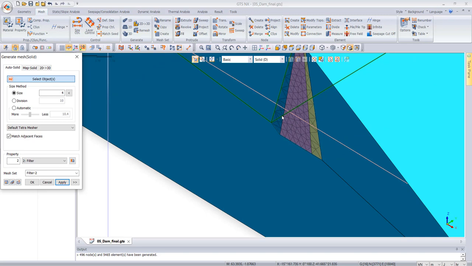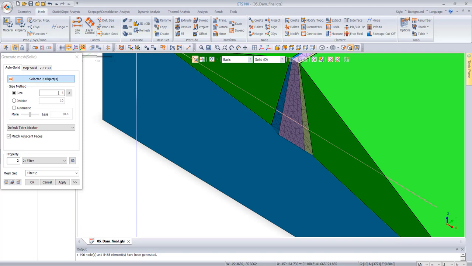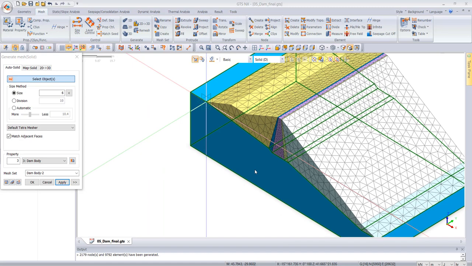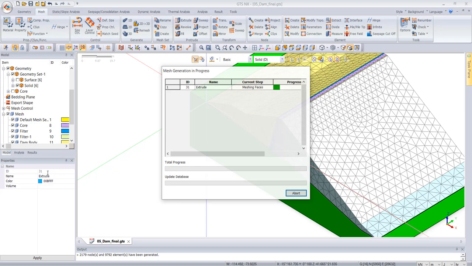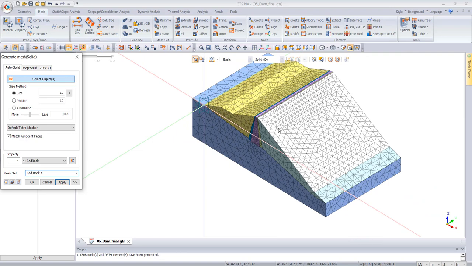We can see here he just attached all the bodies to each other, and for the body we make it 3 meters and we call it dam body, and we say apply. And finally for the bedrock here we choose it, and we choose the size to be 10 meters and we choose bedrock and we call it bedrock and we say apply. So this is for the part here of the dam.